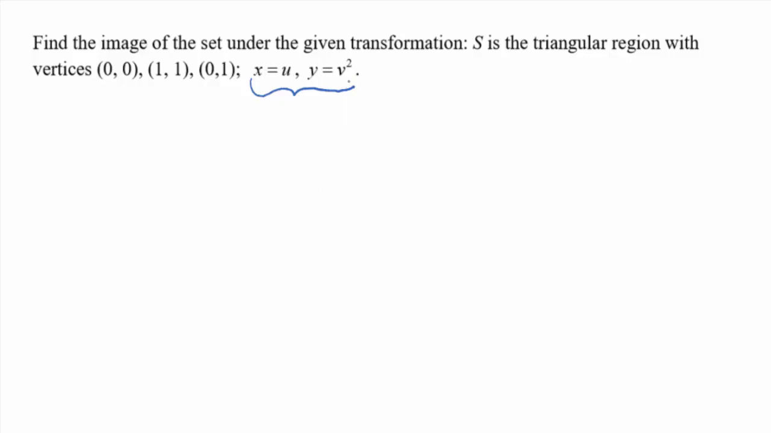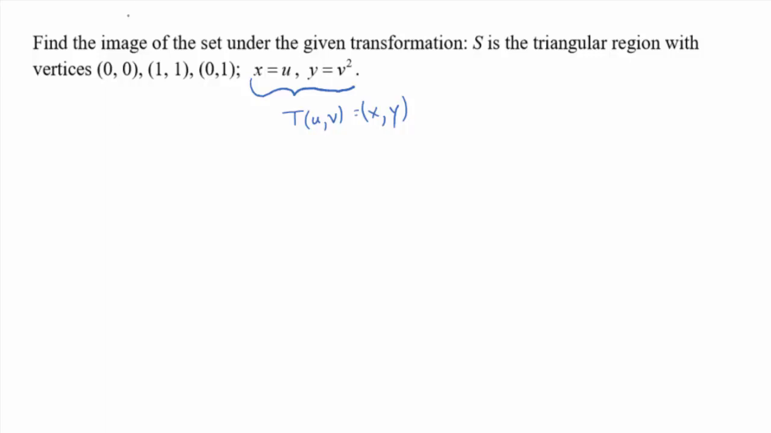So u and v are points in S, right? And then out pops x and y. So these transformation equations will define T, something that maps S to R. So T of (u, v), the input is u and v, the output is an ordered pair in the xy plane inside R, or possibly on the border.